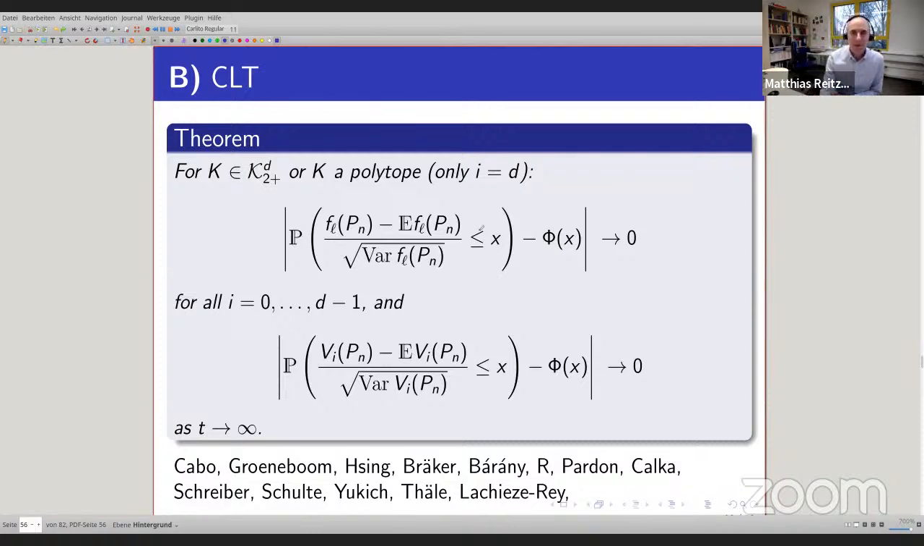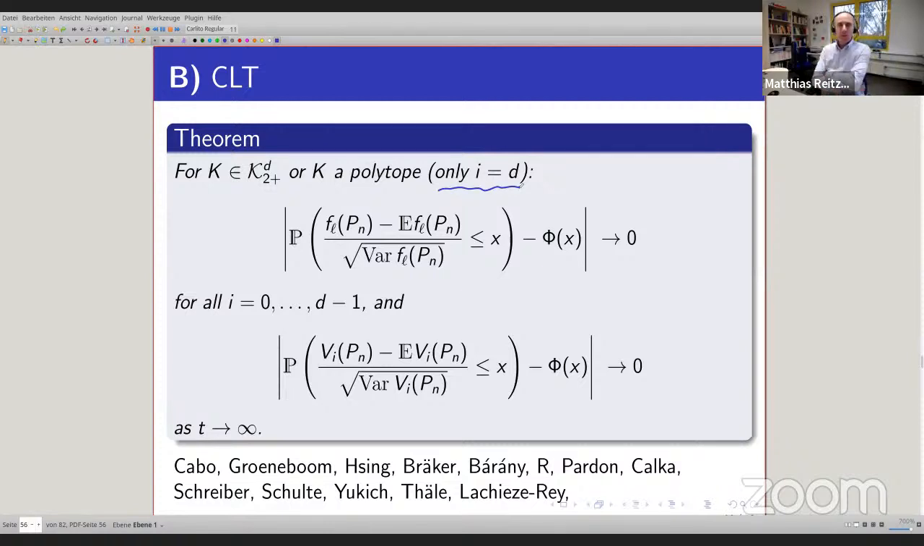So what is open here, if it's a polytope, is the general intrinsic volume case. And this is maybe not a surprise, because for the polytopal case, we even cannot say something about the expectation of the intrinsic volumes. So we are far off knowing how the variance behaves and whether there's a central limit theorem. So in the polytopal case, it's again a more difficult question.